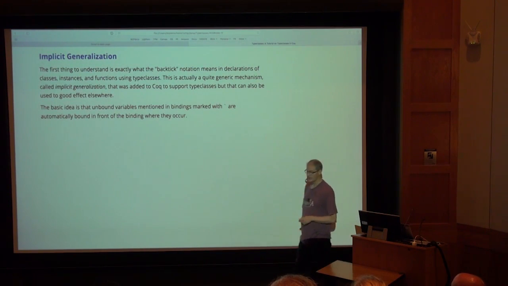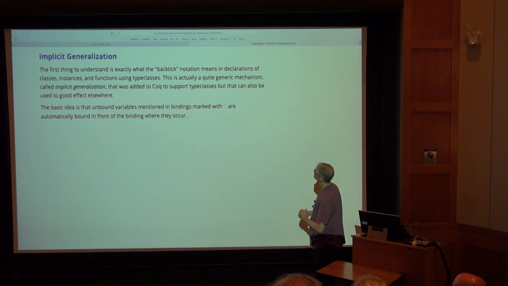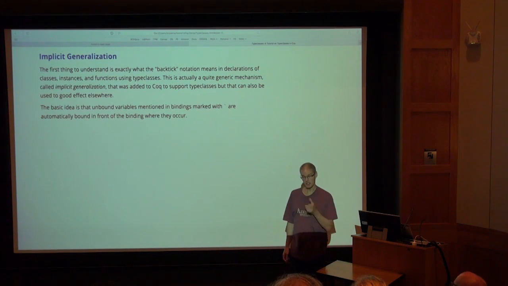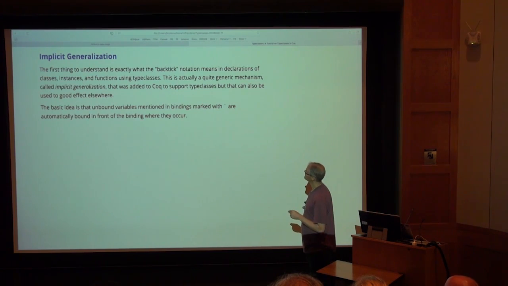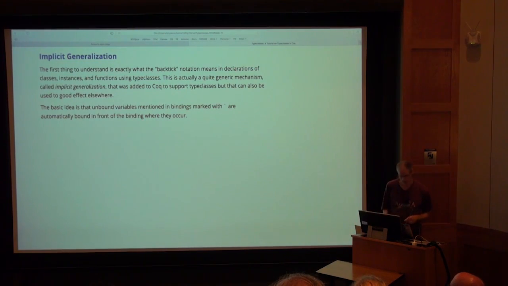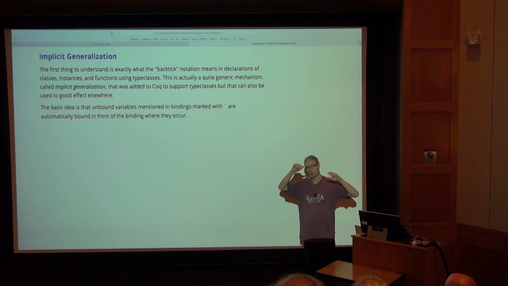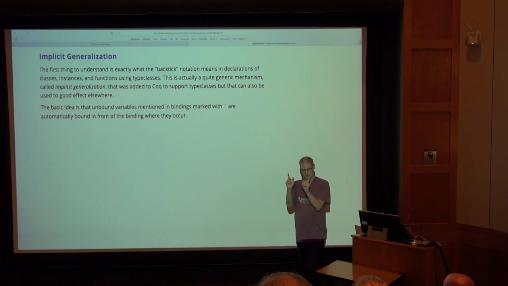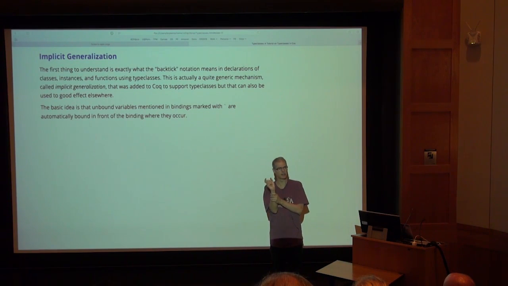The key to it is this backtick notation. And actually, this is one of two key elements. This backtick stuff is actually a fairly simple thing. So this is the simpler of the key elements. It does so-called implicit generalization. The way it works is, if you put a binding with a backtick in front that mentions a variable that is currently not bound, Coq will automatically bind it for you.